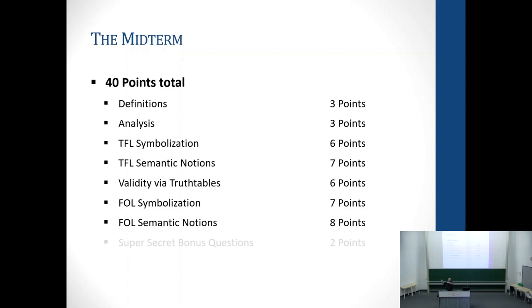So, okay, A and B are both tautologies. What can you then say about A biconditional B? That kind of thing. So there'll be 3 of those. Those are 1 point each.